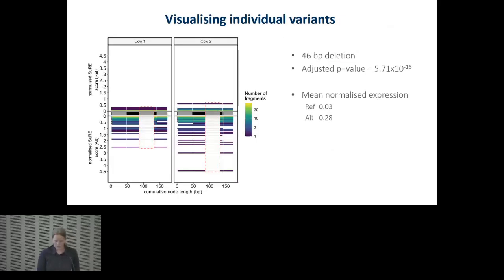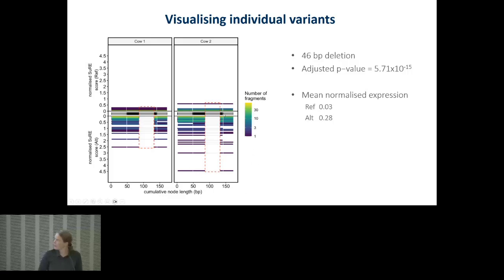I'm now going to show you how we can zoom in on an individual variant. So this is a medium-sized deletion with a very significant p-value. The 2 boxes here are 2 replicates of the transfection into cattle cells. And for these, the fragments have been binned according to their activity in the SURE assay, with fragments that have got the reference allele in the top plot and ones that have got the alternative in the bottom plot. And this bottom plot has got an inverted y-axis, so high expression is down here.